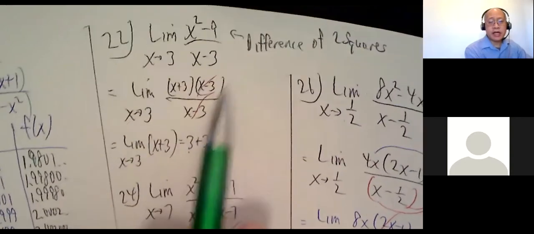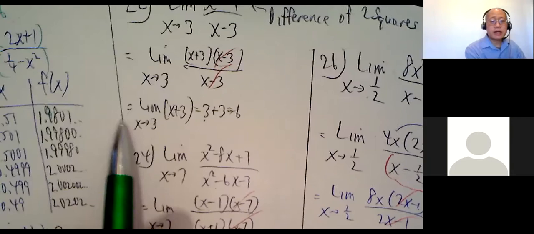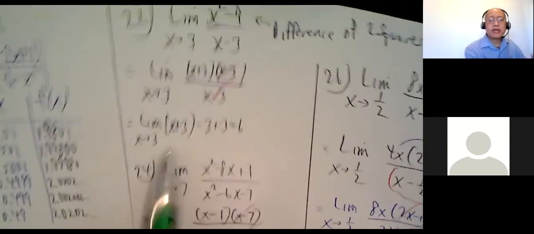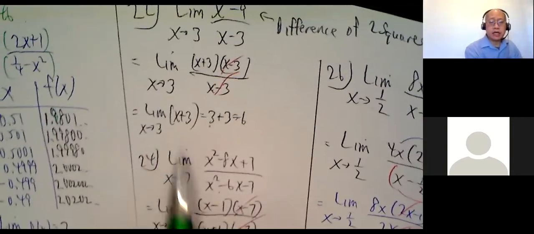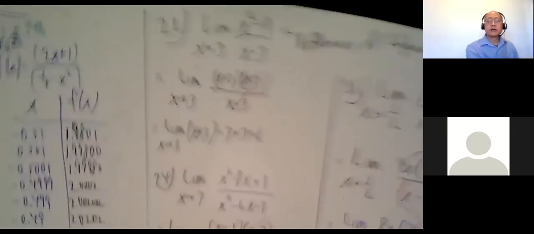And then you say, oh, there it is. I can cancel x minus 3 with x minus 3. So I have limit as x approaches 3 of x plus 3. Now you can plug in directly because I'm no longer dividing by 0. Is that right? So now I just plug in 3, 3 plus 3, 6. So my answer is 6.